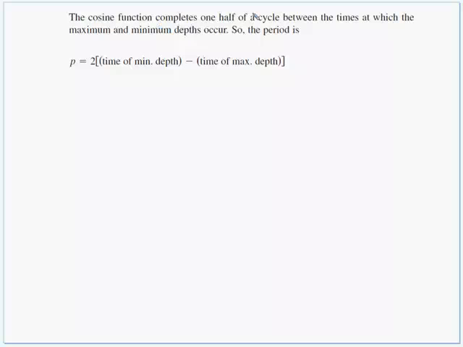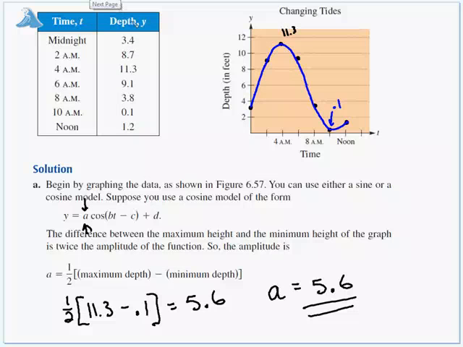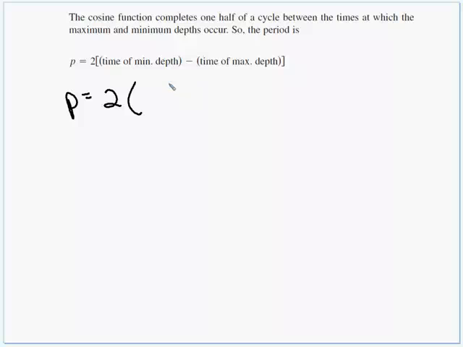The cosine function completes half of a cycle between the times at which the mins and maxes occur. So we can find the full period by taking 2 times the time of the min depth minus the time of the maximum depth. If we bounce back here, we see our max occurred at 4 a.m., our min occurred at 10, so we want the difference between 10 and 4. Well, 10 minus 4 is 6, 2 times that is 12. So we know the period is equal to 12.